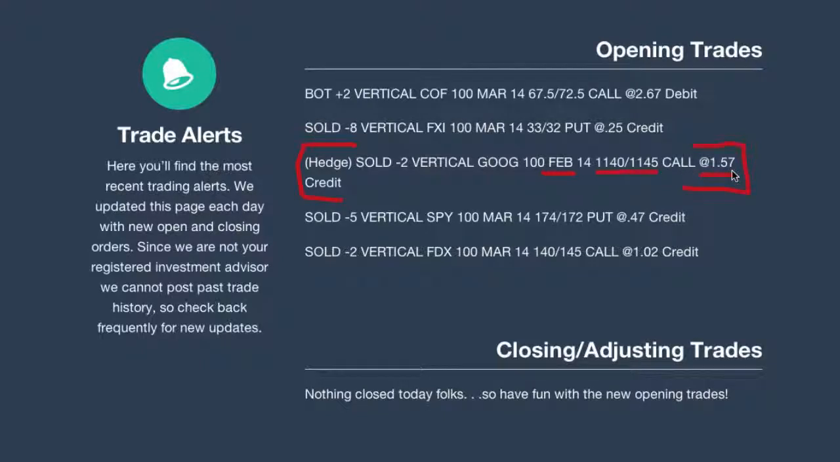But again, here's the thing with this hedge is that we didn't add to our risk. All we did was take in additional credit, which reduces our cost basis, reduces our risk on this trade, and moves our break-even points out. By having the put spread and then now adding the call spread, we basically turn this into an iron condor on Google between 1085 and 1140.